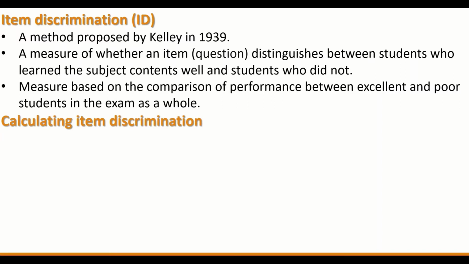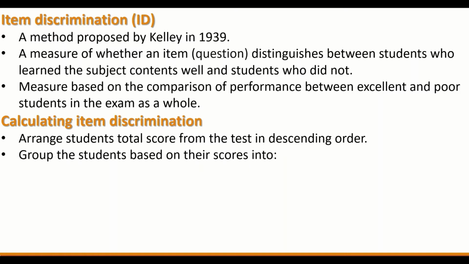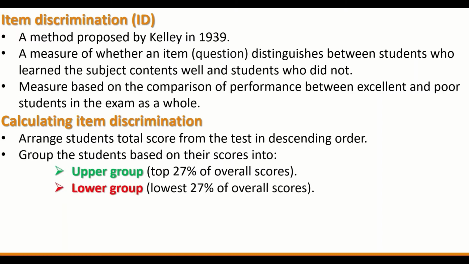The item discrimination is calculated by arranging the student total scores from the test in descending order. Group the students based on their scores into an upper group and a lower group. The upper group contains the top 27% of overall scores, and the lower group includes the lowest 27% of overall scores.